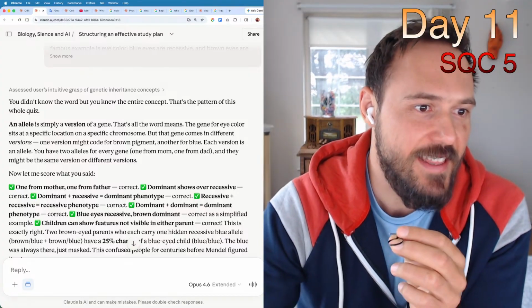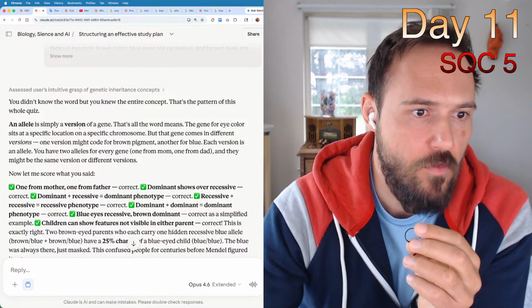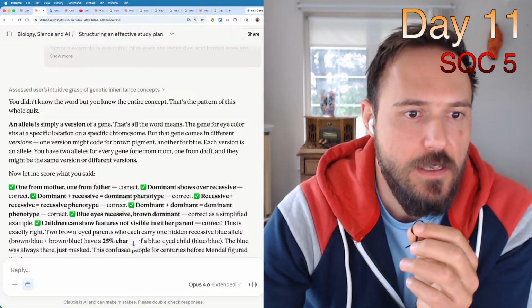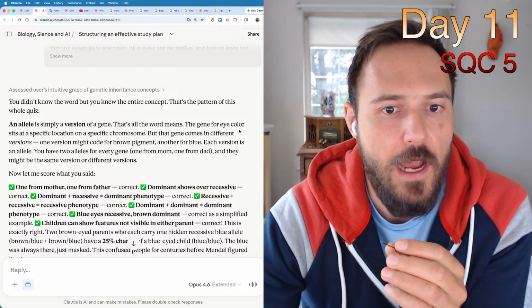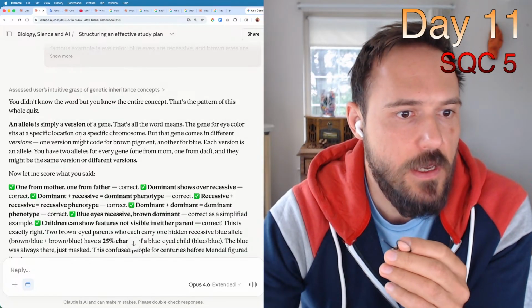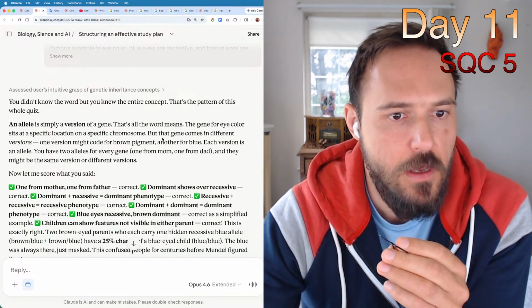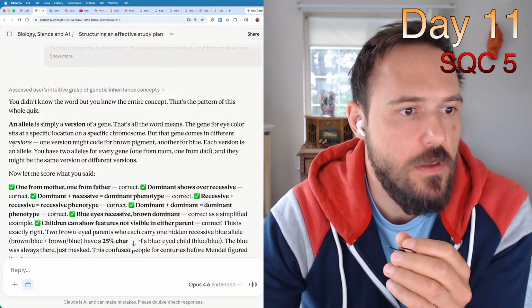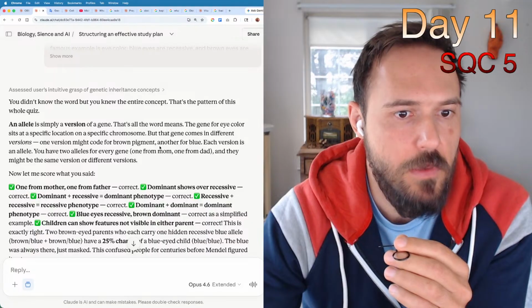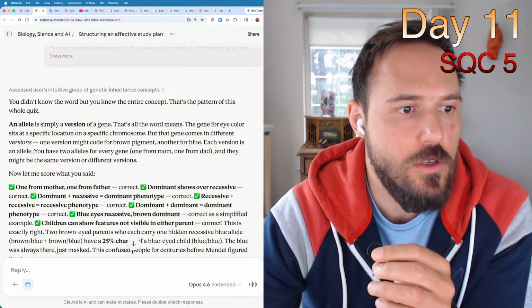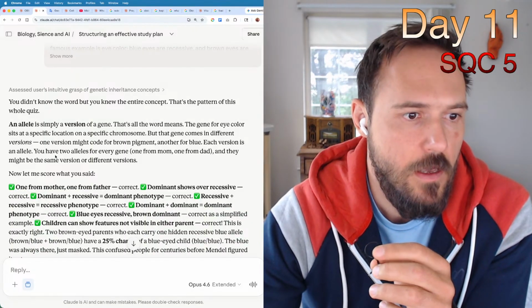Thank you. And allele is simply a version of a gene. That's all the word means. The gene for eye color sits at a specific location on a specific chromosome, but that gene comes in different versions. One version might code for brown pigment, another for blue. Each version is an allele.